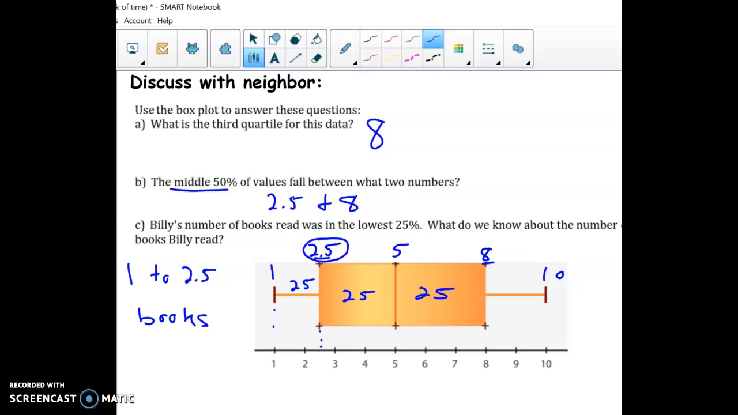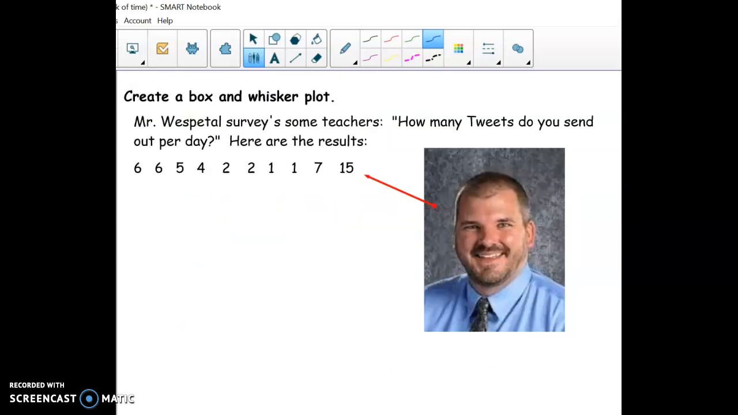All right, so I want to practice making one. So here are some tweets of teachers, and Mr. Parse, I don't know if this is still true, but he used to like to tweet a lot. And so I always say, we're going to see what he looks like compared to the rest of the teachers, and is his number an outlier?